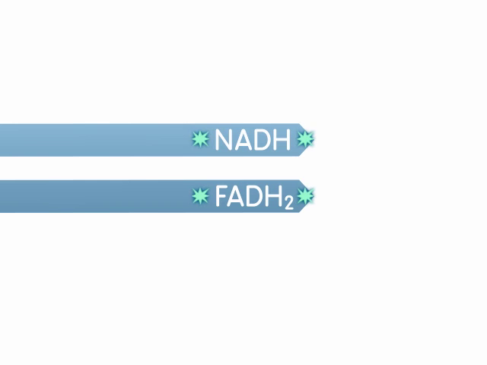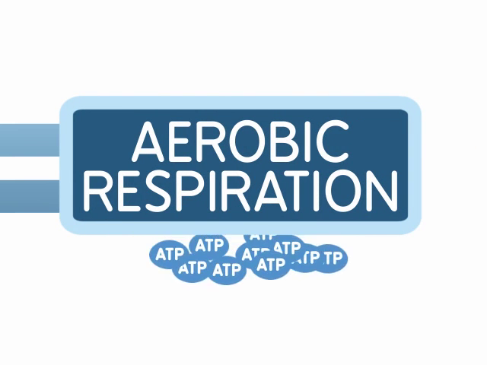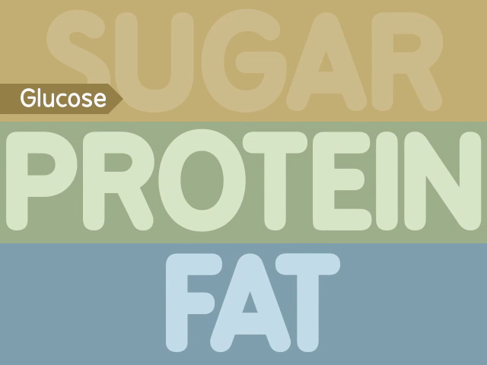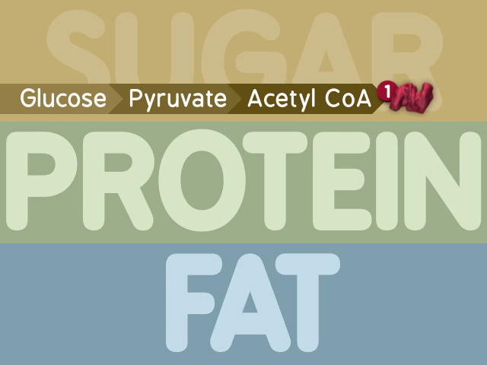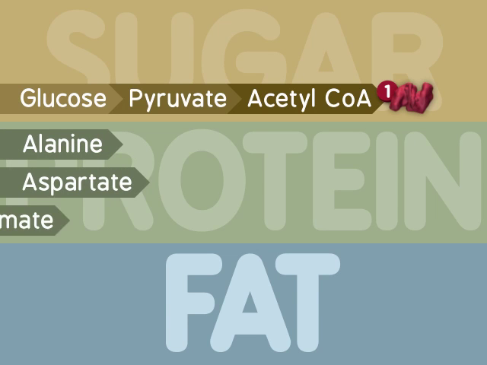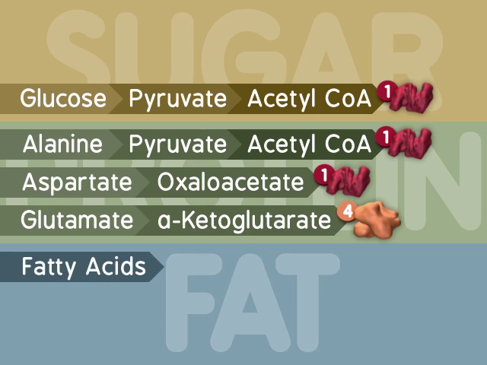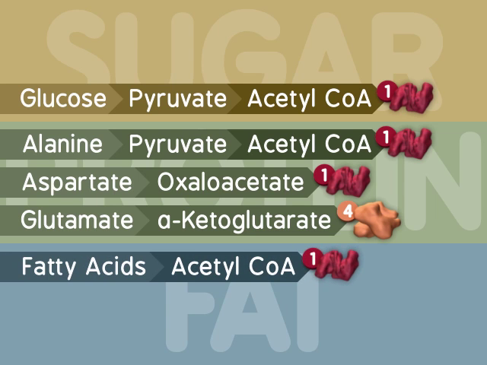NADH and FADH2 are electron carriers that can produce more ATP later in aerobic respiration. In addition to sugars like glucose, proteins and fats can also provide carbon substrates to fuel the citric acid cycle. Proteins can be broken down into individual amino acids such as alanine, aspartate, and glutamate, and converted into intermediates in the cycle. Fatty acids can be broken down into acetyl-CoA, which then begins the citric acid cycle.